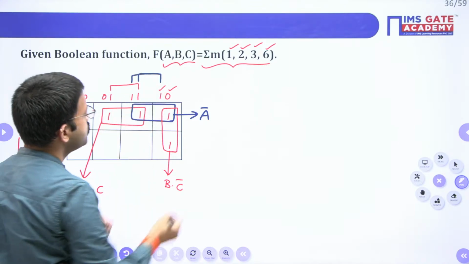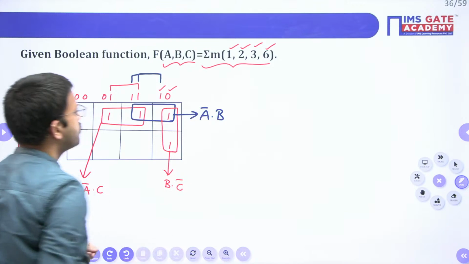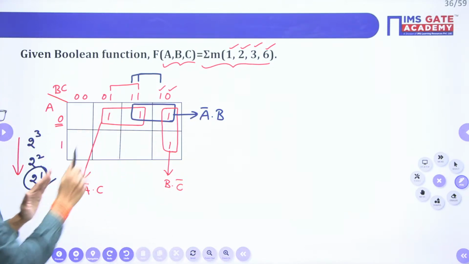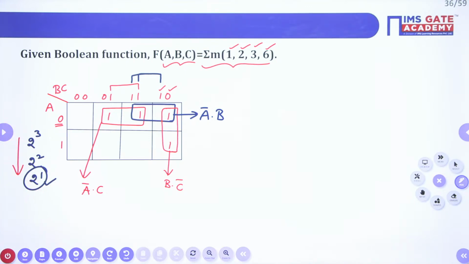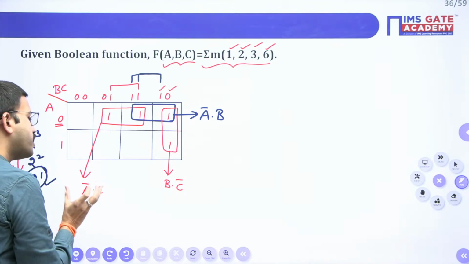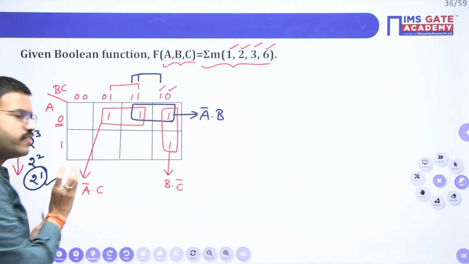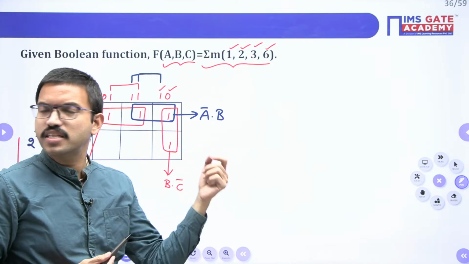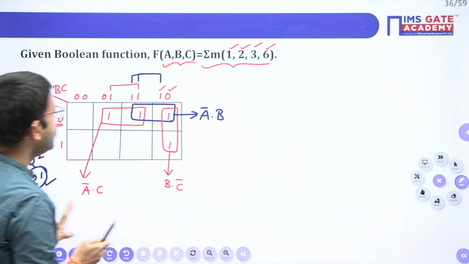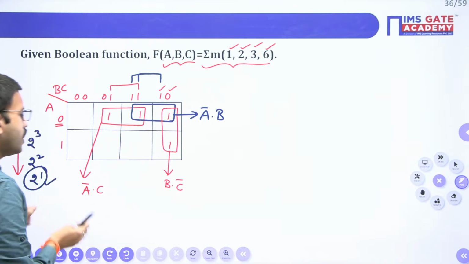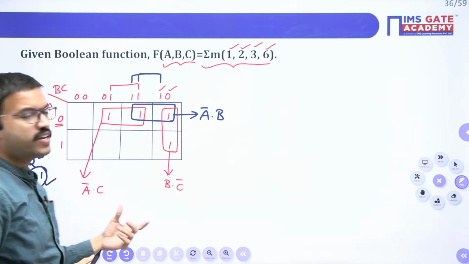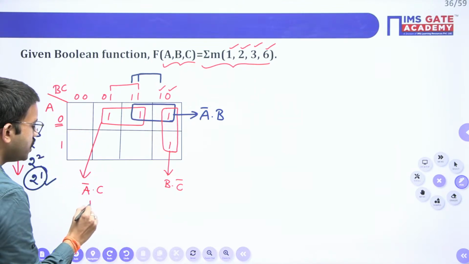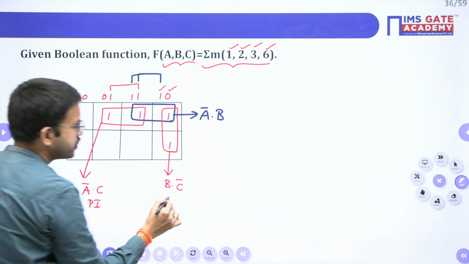Column wise B value is 1, that means A bar B. Here we have done the groupings in decreasing powers of 2, adjacently placed ones. After that, whatever product terms you are getting, we will call all these product terms initially prime implicants. Initially, after doing all these groupings, whatever product terms you are getting, we will call all of them prime implicants.